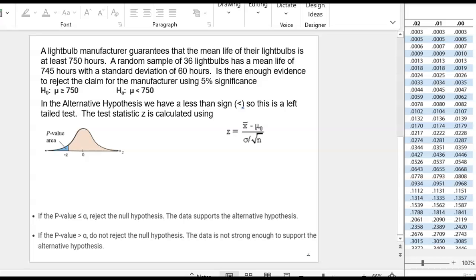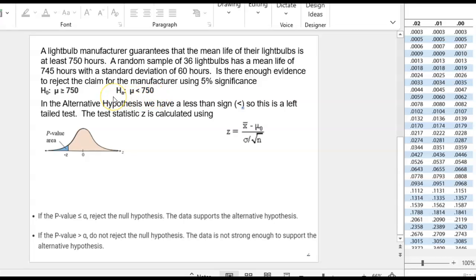So a light bulb manufacturer guarantees that the mean life of their light bulbs is at least 750 hours. This is our claim, that this manufacturer is guaranteeing that the mean life of their light bulbs is at least 750 hours. A random sample of 36 light bulbs has a mean life of 745 hours with a standard deviation of 60 hours. Is there enough evidence to reject the claim for the manufacturer using 5% significance?